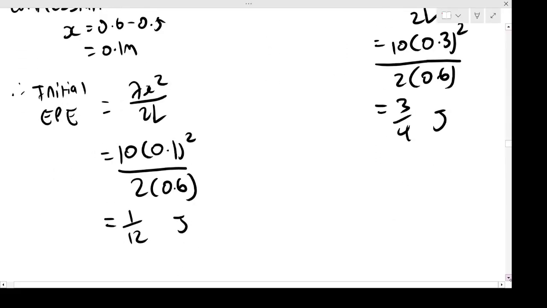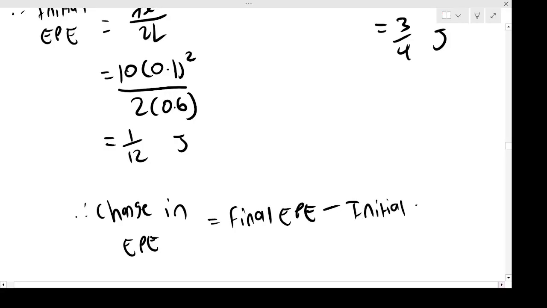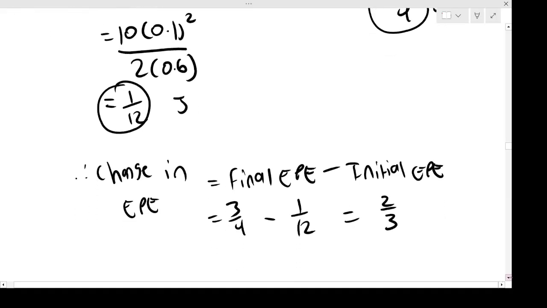Okay, so therefore the change in EPE between these 2 points, between these 2 different compressions, well, that's going to be the final EPE, take away the initial EPE. Okay, well, my final EPE is 3 over 4, take away the initial EPE of 1 over 12, so if we work that out, that's 2/3. Okay, and it's positive, which means it's a gain in energy.